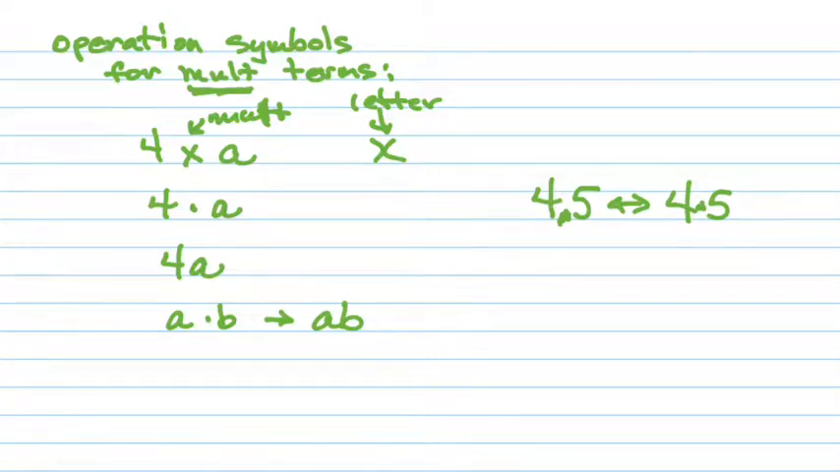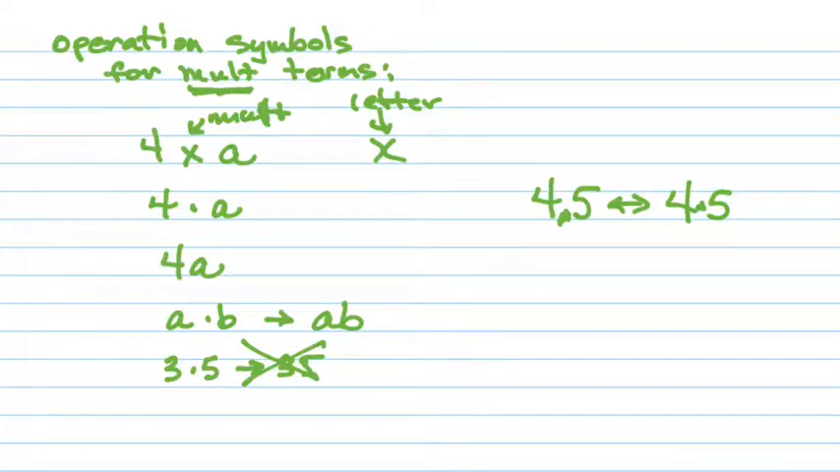Make sense? Right? Can't do it with numbers. 3 times 5 can't be written as 35. Right? So be careful with it. Don't do it with numbers. But you can do it with letters, and you can do it with numbers and letters. Okay? All right.